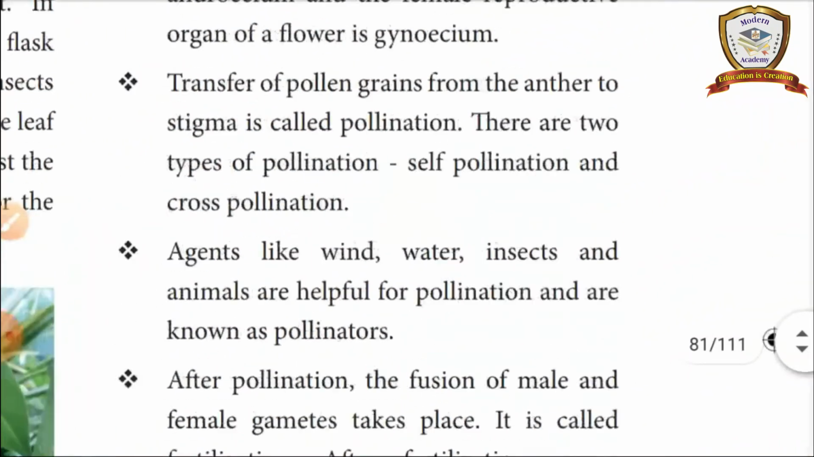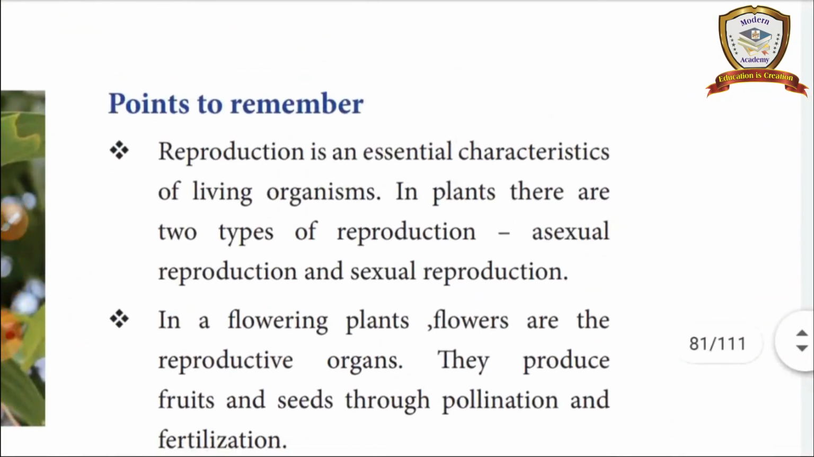And in the overall lesson, what we have discussed about reproduction: the living organism producing their young ones is called reproduction. There are two types of reproduction: sexual reproduction and asexual reproduction. In sexual reproduction, the new one is produced from the seed. The one which produces a new plant without the involvement of the seed is known as asexual reproduction.